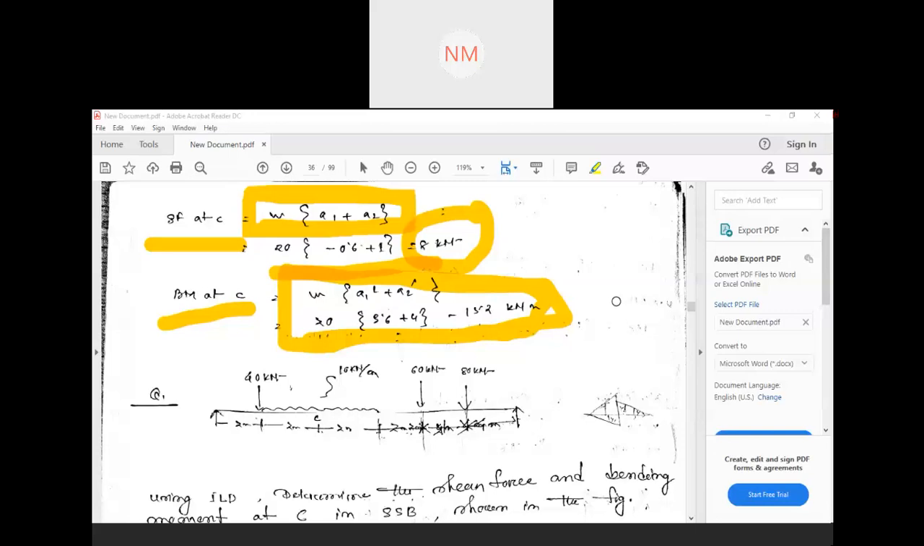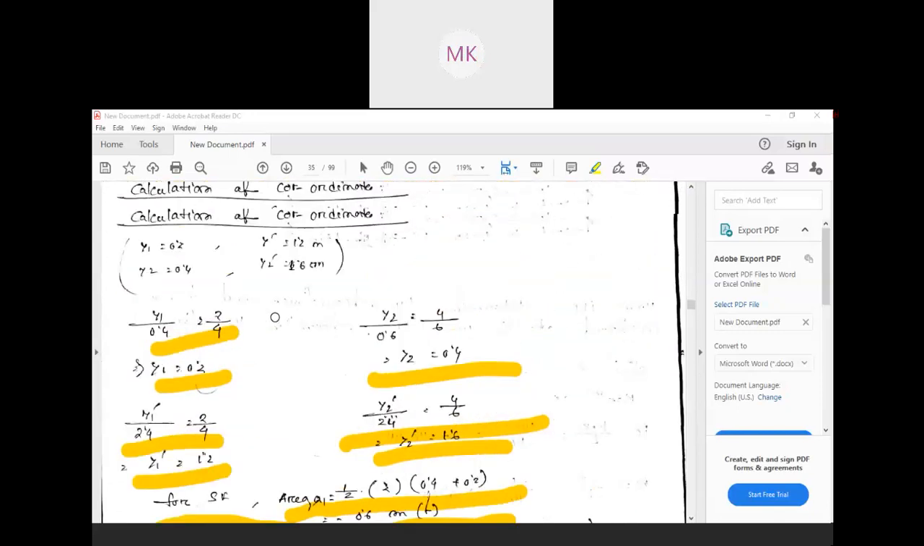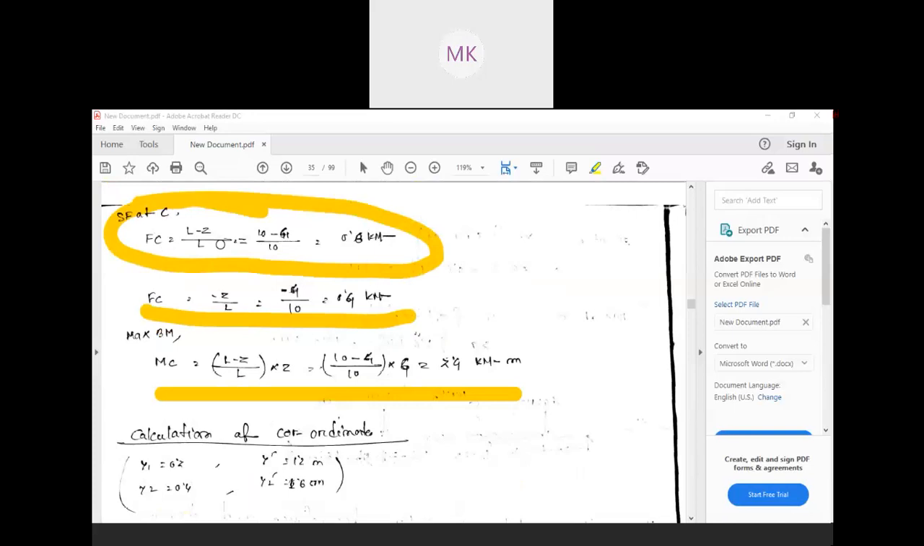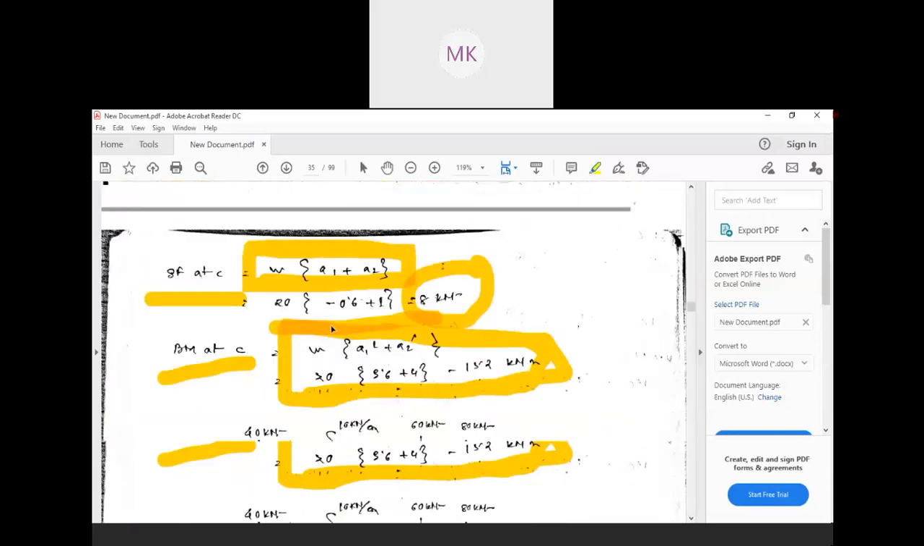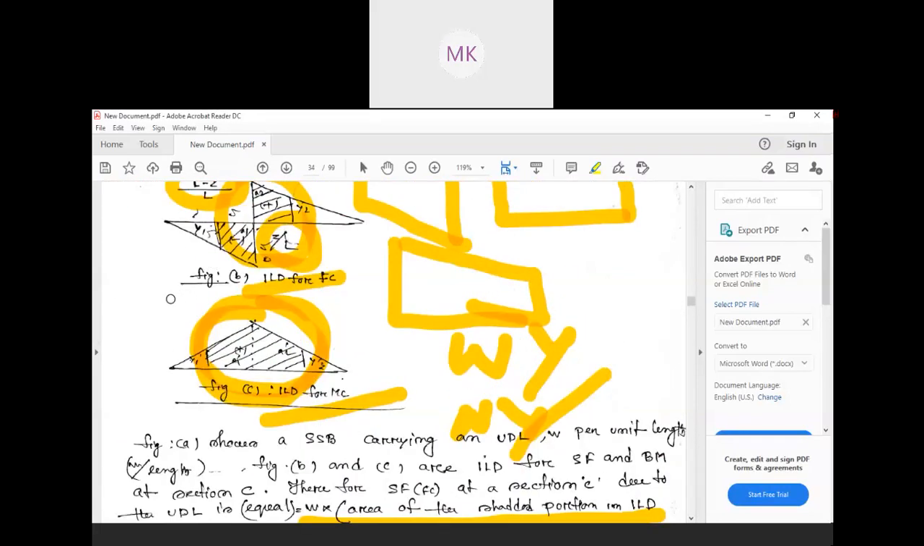Yes, you can also do that. But here you see, for that you need to consider reactions and all these things. Calculation is a little bit long, but if you use this way, because for ILD you can already say that FC is given by this formula. You need to remember this formula: (L minus Z) by L and minus Z by L. These two, let me show you, for this type of diagram.